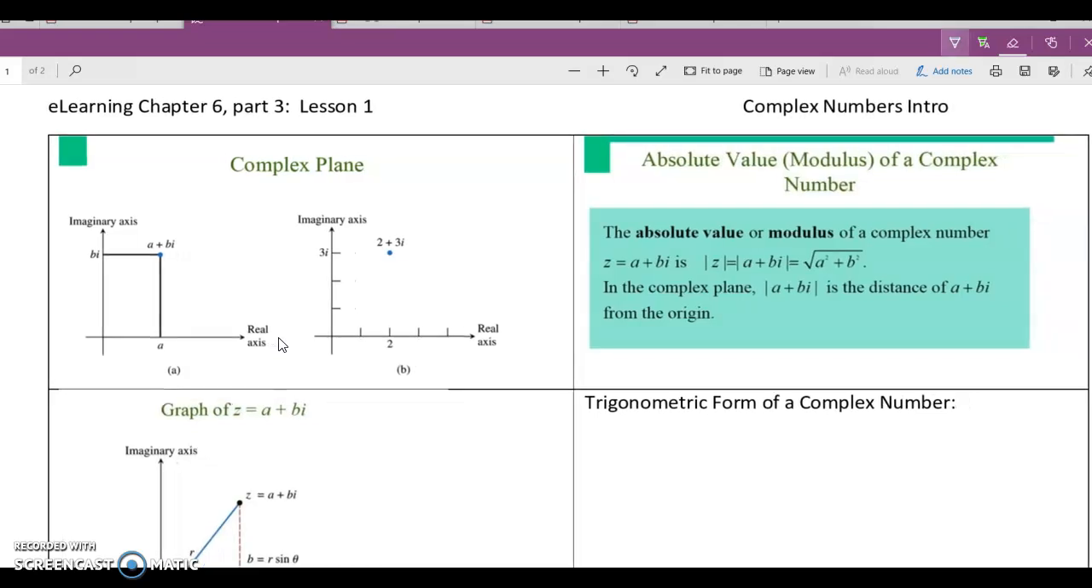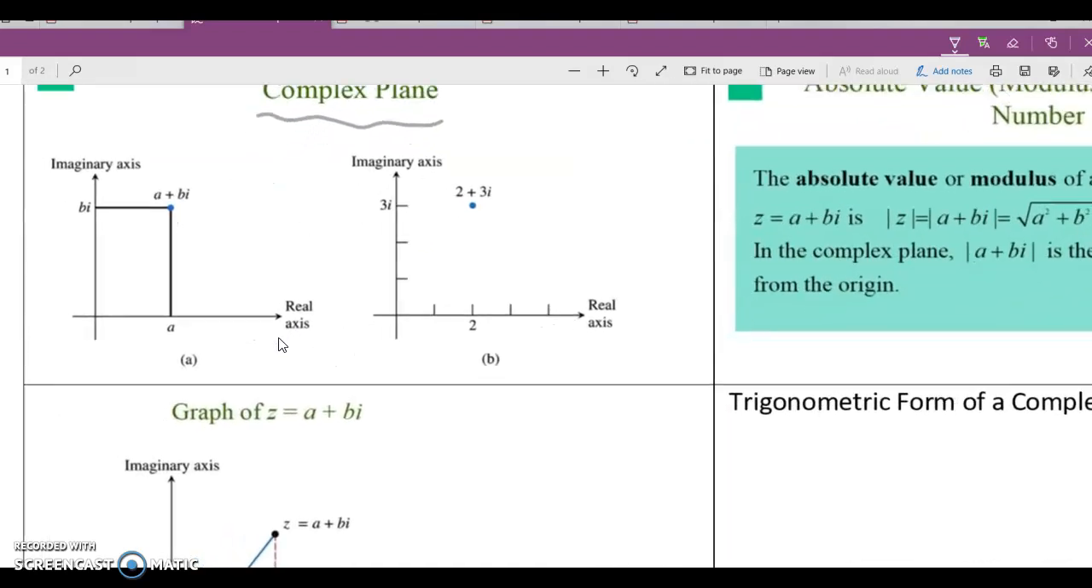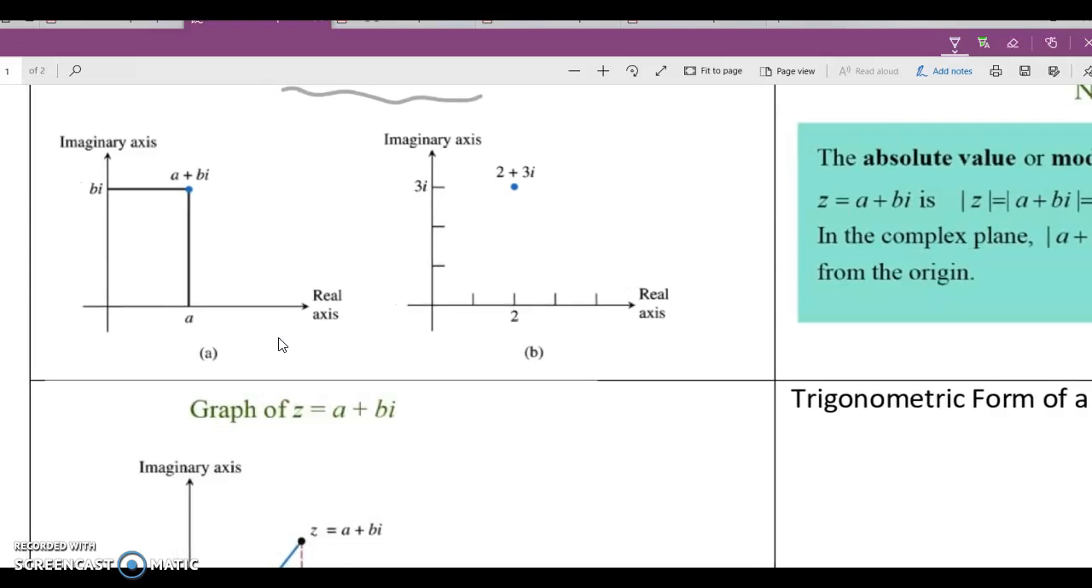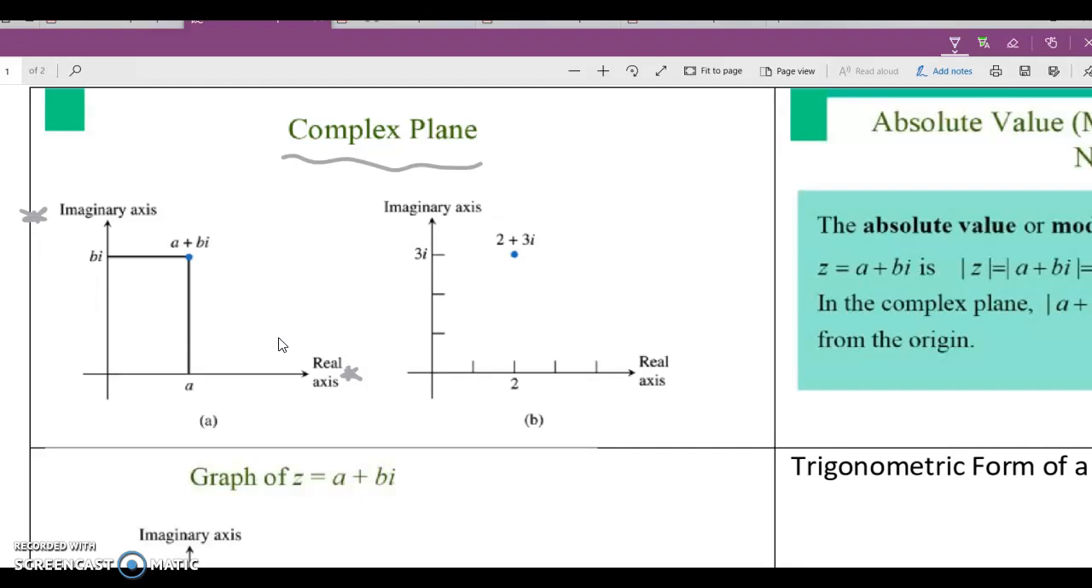So we're going to start off by talking about the complex plane. So the complex plane is basically our x and y axis, except our x-axis we call the real axis, and our y-axis we call the imaginary axis. So if you have a complex number, reminder, we're going to refer to them as z. z is equal to a plus bi. The a is the real part, and the b is the imaginary part.